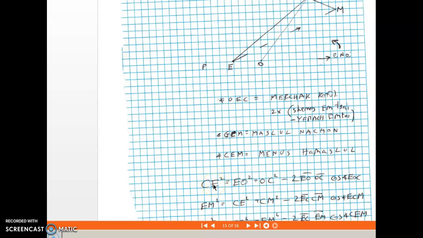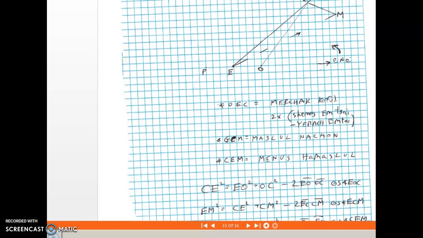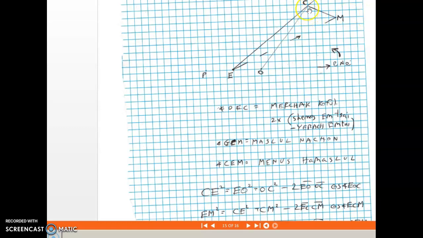This is basically called the cosine rule. You can Google it, cosine rule, and you can find the proof for it. So we take CE squared is equal to. Oh, first, I'm sorry. You have to do a few things here. There's another triangle here also. You can see there's two triangles here. Let me just get the C here to be able to see. Okay, there's CEM, which is one triangle, and CEO is another triangle.